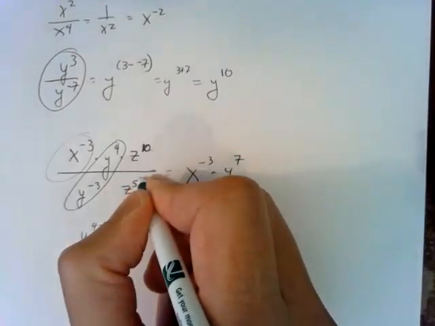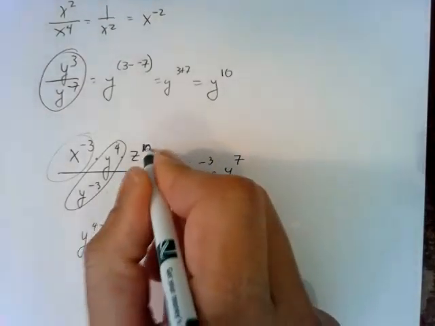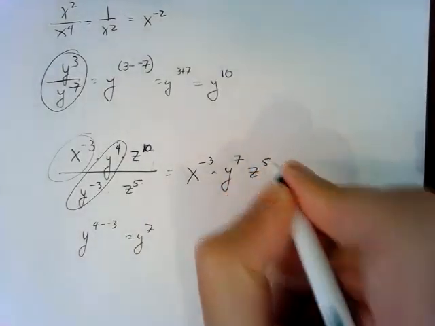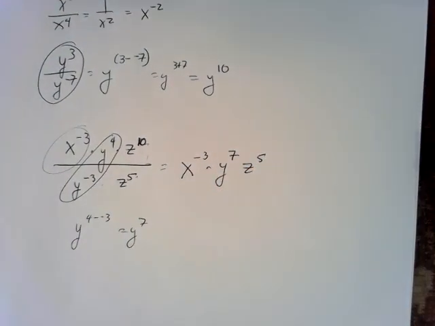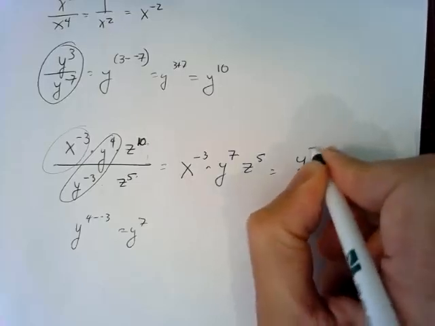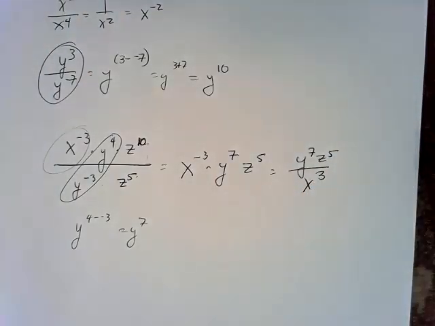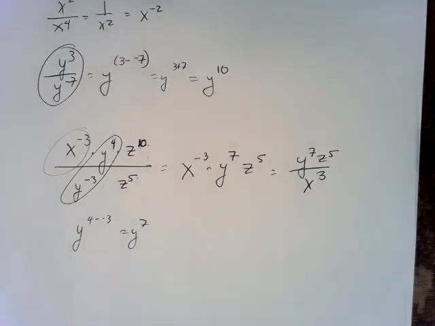And then we'd have z to the 10th divided by z to the 5th, which as we saw before, subtract, we'd get z to the 5th power there, or we could rewrite this as y to the 7th, z to the 5th over x cubed if we wanted to represent them all as positive.